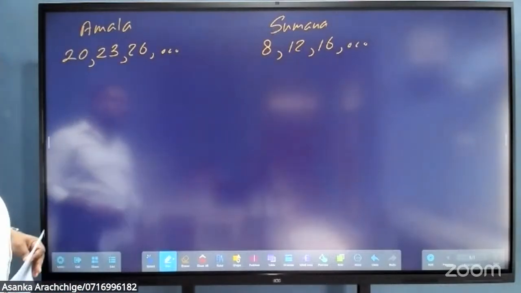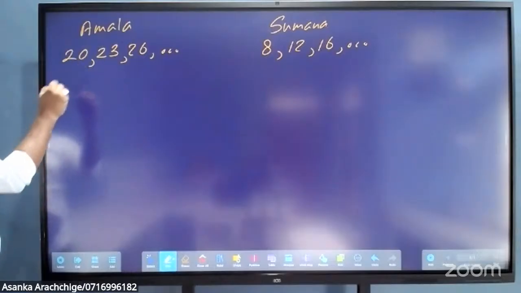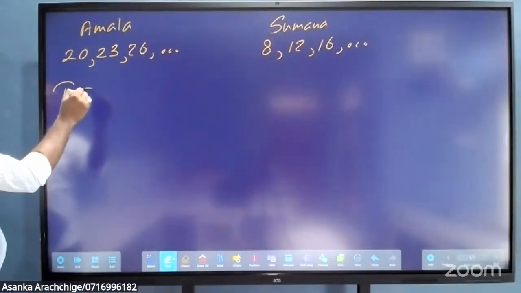We have to find the general term of these two patterns. Here Tn is equal to A.